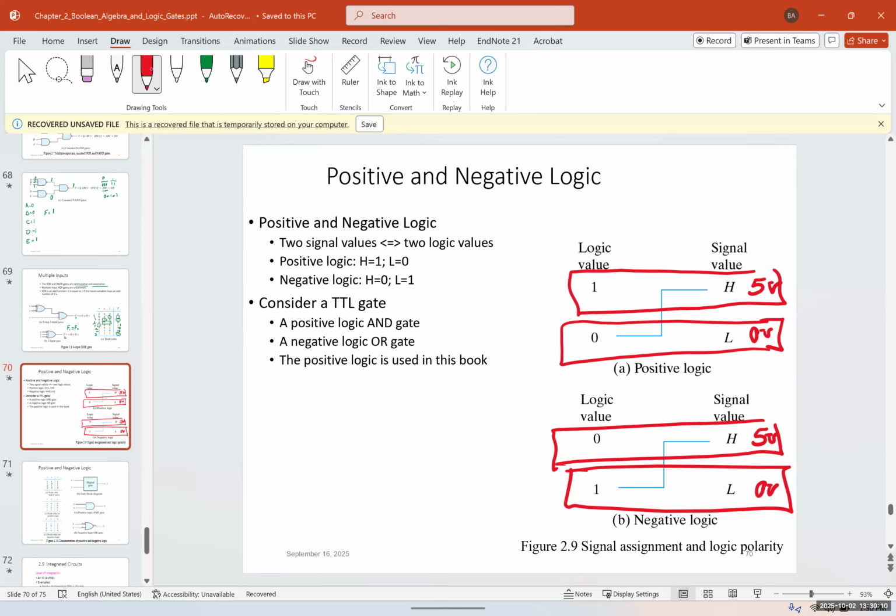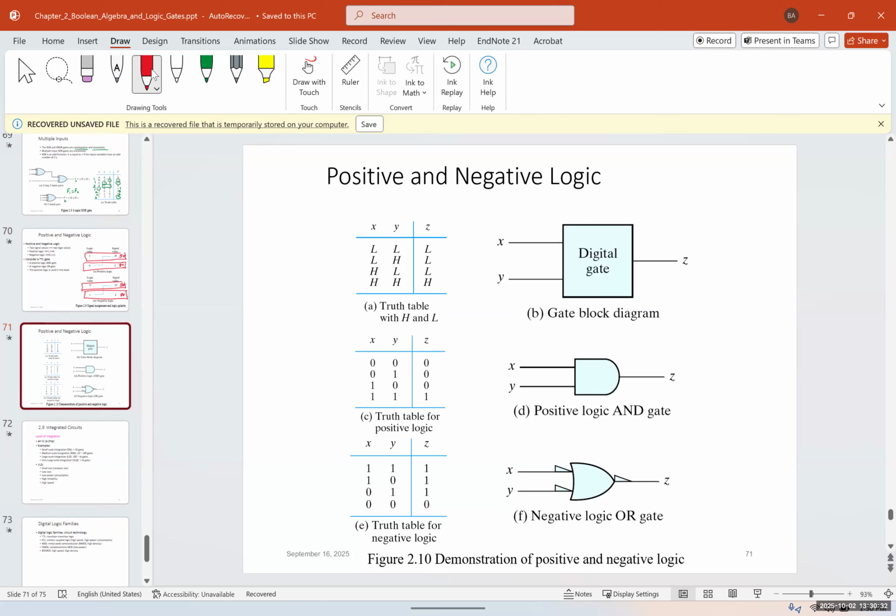If we consider a TTL gate, I'll explain what a TTL gate is, a transistor logic gate. A positive logic AND gate and negative logic OR gate. The positive logic is used in this book as well. So in TTL, we have usually a positive logic for AND gate and a negative logic for OR gate. This graph and these tables show the positive and negative logics.